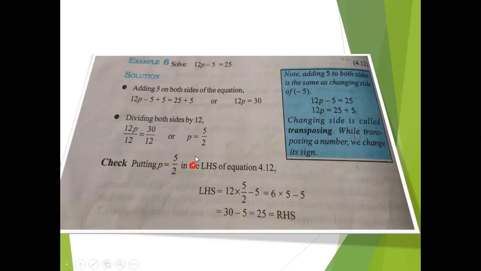So now what you have to do? This p value you have to substitute in this equation. 12 into 5 by 2 equals 30. Or else in this equation also you can: 12 into 5 by 2 minus 5 equals 6 into 5 minus 5. So now 2 ones are 2, 6 5s are 30. 30 minus 5 equals 25. So LHS and RHS both you will get as 25. So this is the way we will prove.